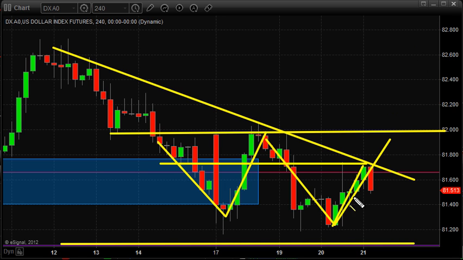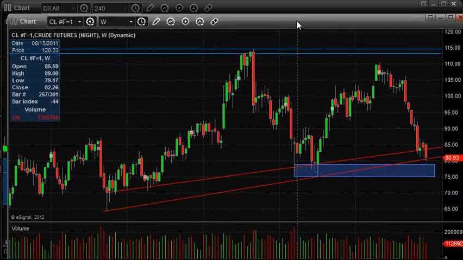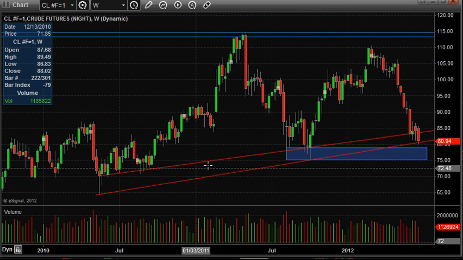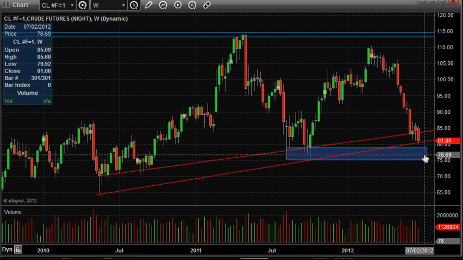Now yesterday's rally in the US dollar index put some pressure on commodities, so let's just take a look at how things unfolded yesterday and what's unfolding this morning. Here is the crude oil chart. This is the weekly chart, just showing you major support zone in between these red lines, and also the previous major pivot low, which is this blue box zone.